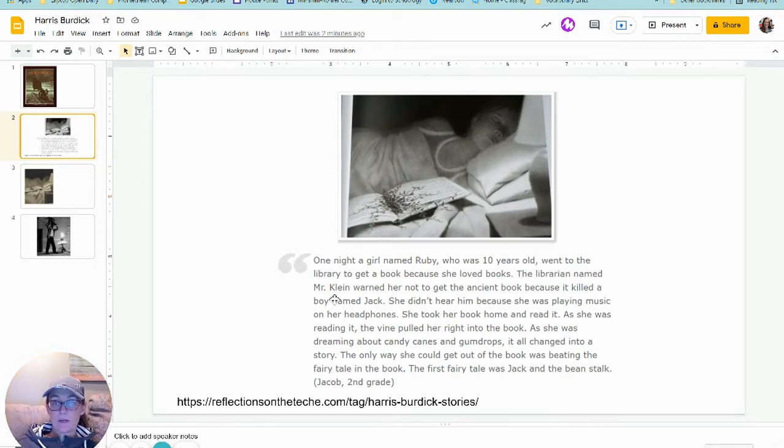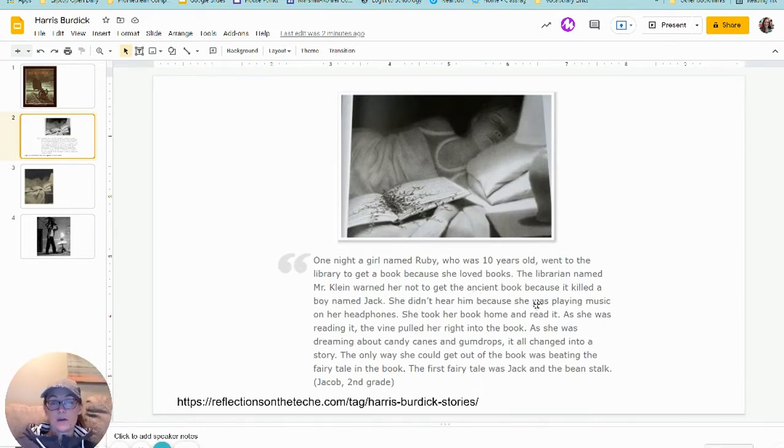The librarian named Mr. Klein warned her not to get the ancient book because it killed a boy named Jack. So this one is an interesting one. You can infer that Mr. Klein warned her by talking. He could have been writing, but we're going to call this characters talking.